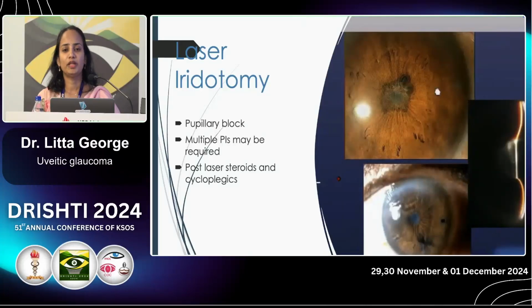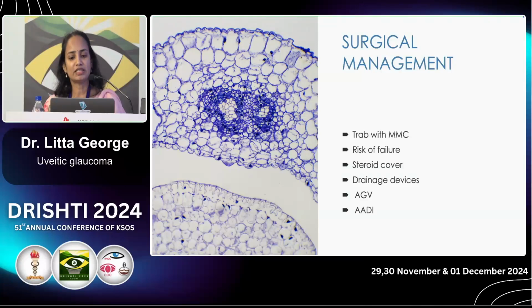Then when there is pupillary block because of extensive posterior synechiae, you have to do a laser iridotomy. That is the definitive management. You have to do multiple PIs on the most convex area of the iris. Since there is active inflammation, the PIs can get closed. That is why we recommend to do multiple PIs. Post-laser, cover with steroids and mydriatic cycloplegics. Surgical management, trab may be required. As compared to primary glaucoma, trab in uveitic glaucoma has got a high chance of failure. So pre and post cover with steroids may be needed. Drainage devices like AGV and Retinal detachment surgery can also be tried.